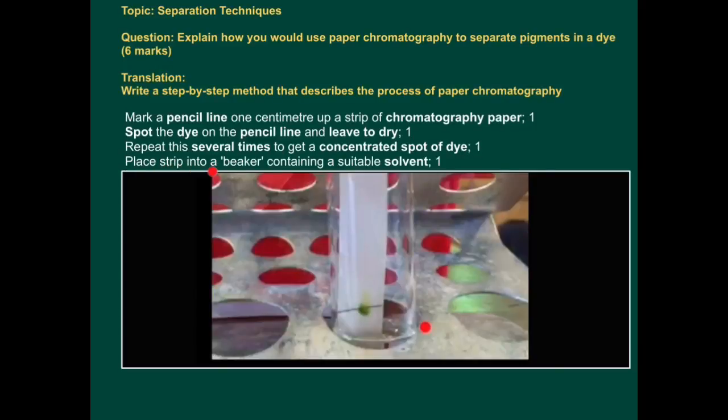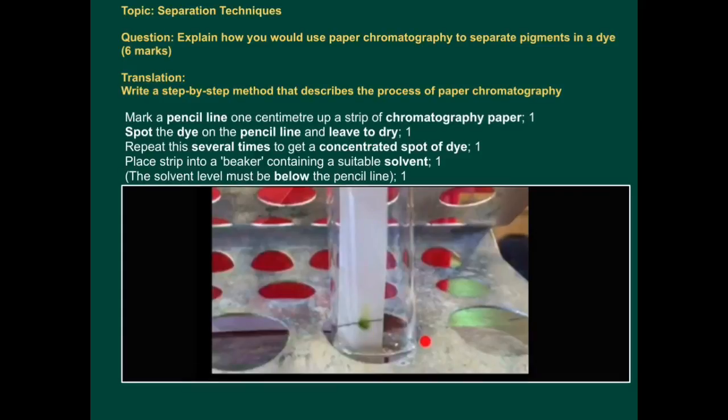Then you place the strip into a beaker containing a suitable solvent. A solvent is something that will dissolve these pigments, and as it carries up, it will transport these pigments up the chromatography paper. It is important to specify that the solvent level must be below the pencil line.